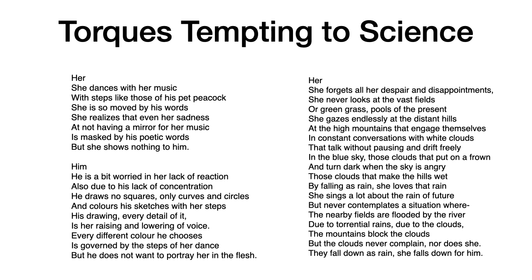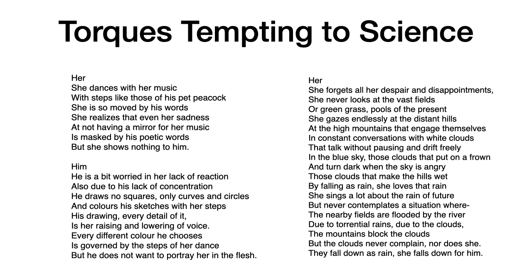Due to his lack of concentration, he draws no squares, only curves and circles, and colors his sketches with her steps. His drawing every detail of it is the raising and lowering of voice. Every different color he chooses is governed by the steps of her dance. But he does not want to portray her in the flesh.